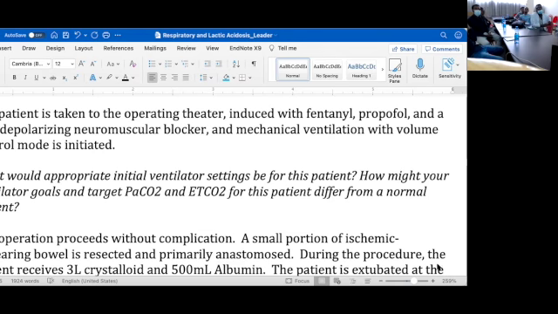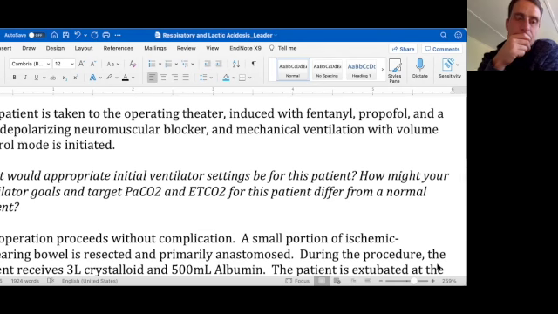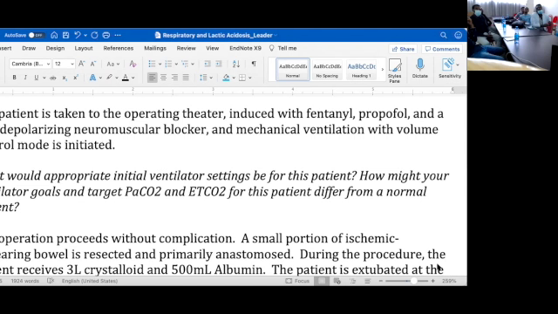Yes, so this patient has acidosis, so initially we have to increase the respiratory rate from the mechanical ventilator, and we should also target our normal minute ventilation for the patient. And our target CO2 should be in the range of 35 to 45. And end-tidal CO2 also almost similar, with a 5 difference from the arterial CO2. And that's my answer.